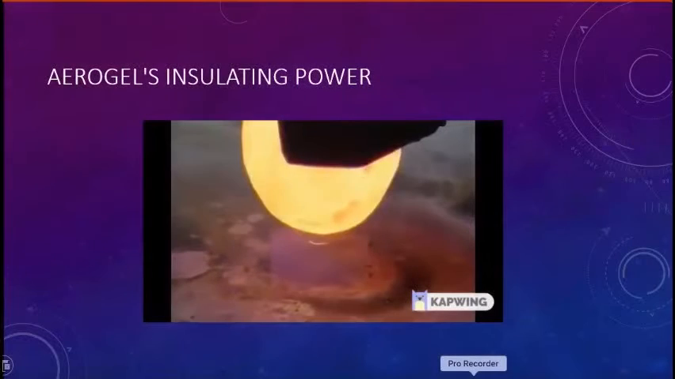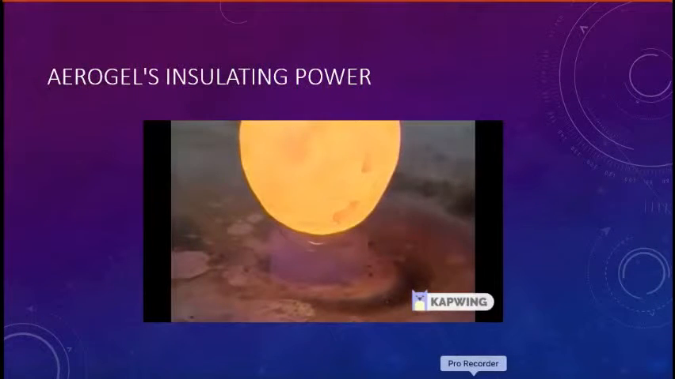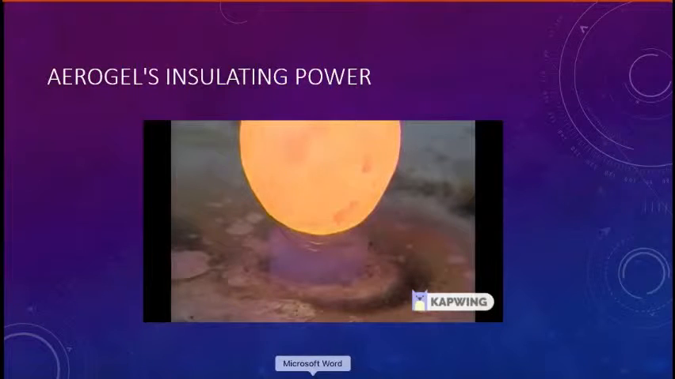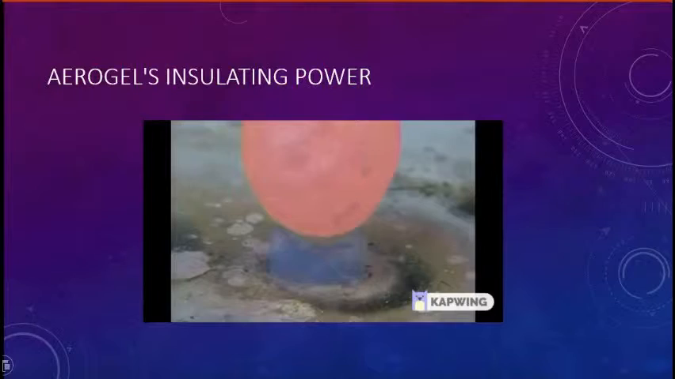This video is a more extreme example of how good of an insulator aerogel is. As you can see, a red-hot nickel ball is placed on top of the aerogel. The aerogel, however, does not melt and instead retains its form.